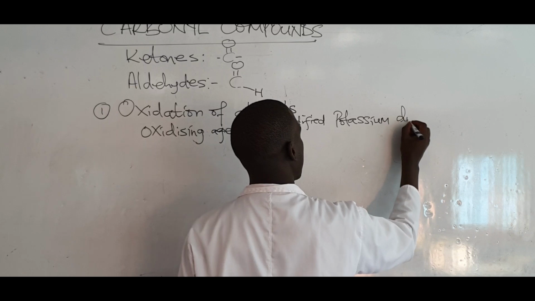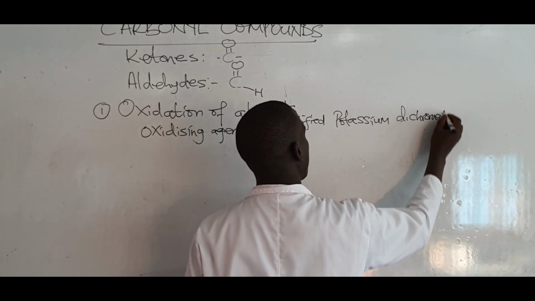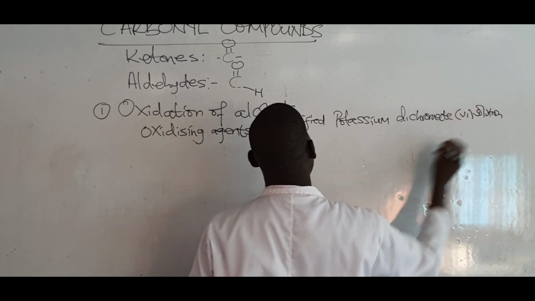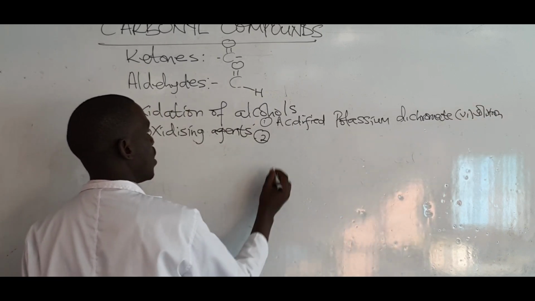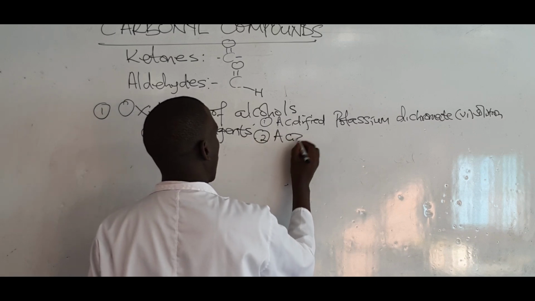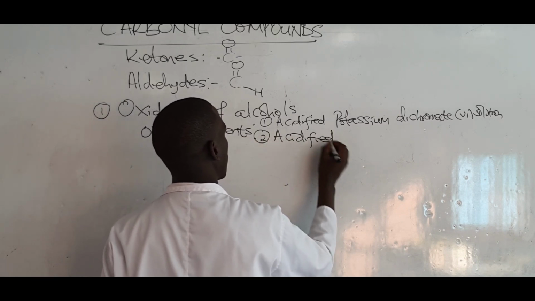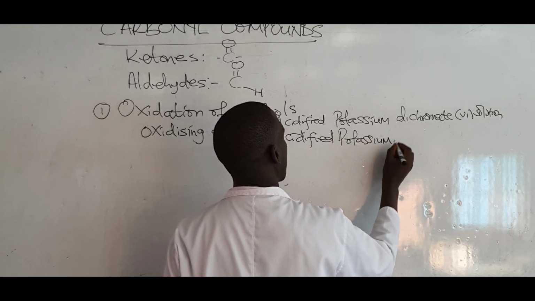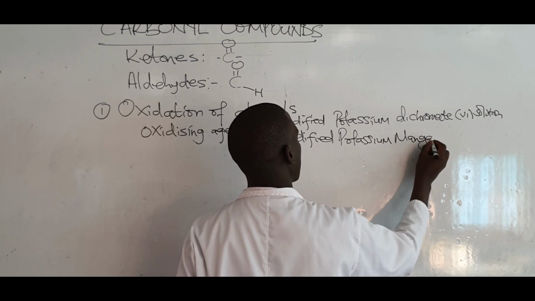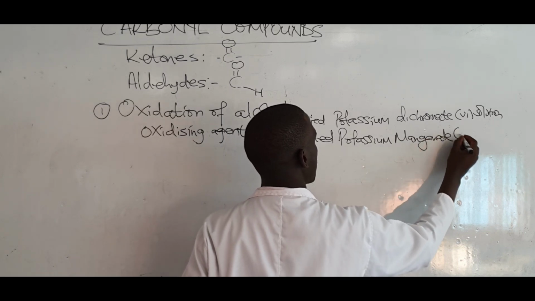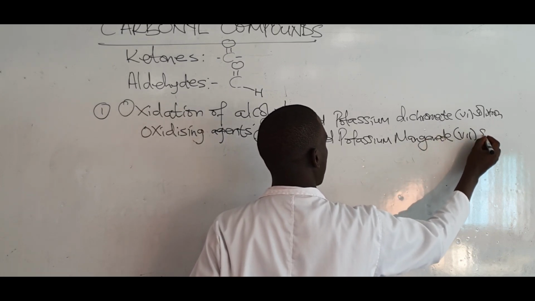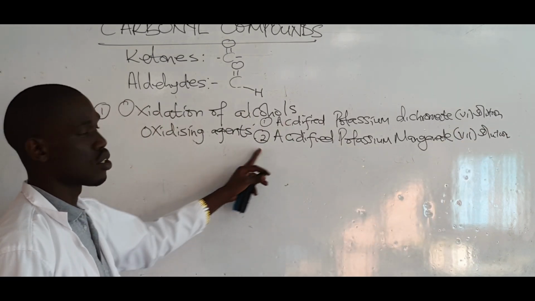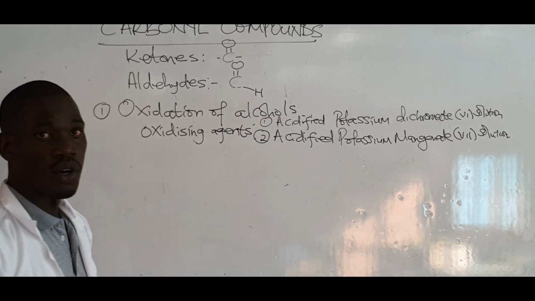potassium dichromate 6 solution, and then two, we need acidified potassium manganate 7 solution. So you can use these two as your oxidizing agents.